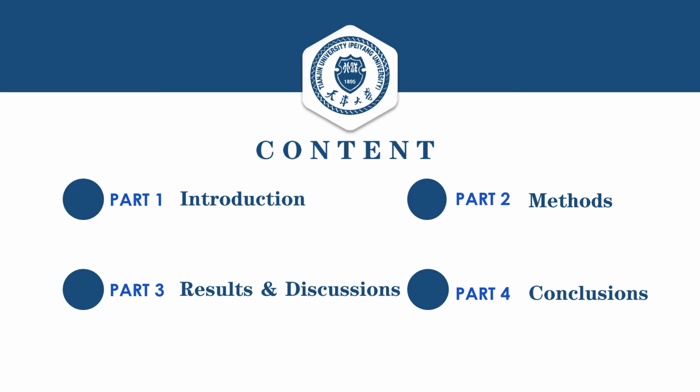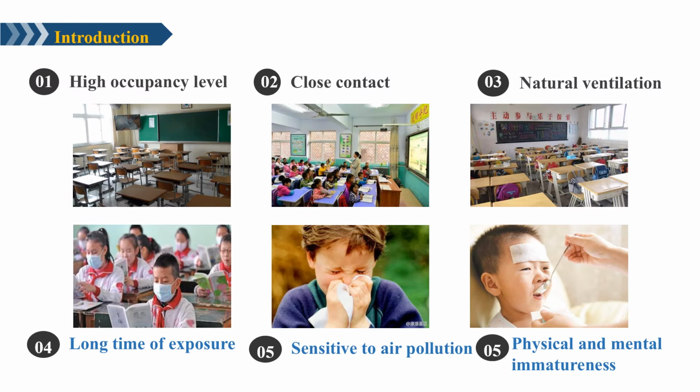The presentation has the following 4 parts of contents. You may wonder why we focus on the indoor environment in schools. First of all, classrooms in elementary schools have high occupancy levels. In China, usually 40 students share one classroom with a size of 50 to 80 square meters. In such crowded spaces, students have very frequent close contact.